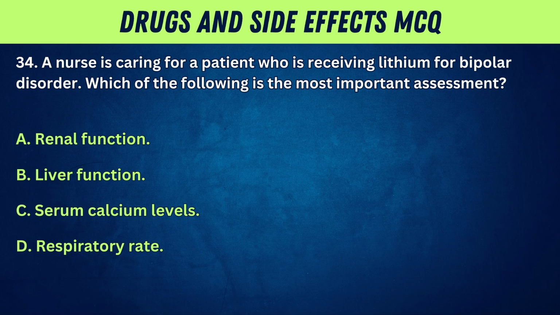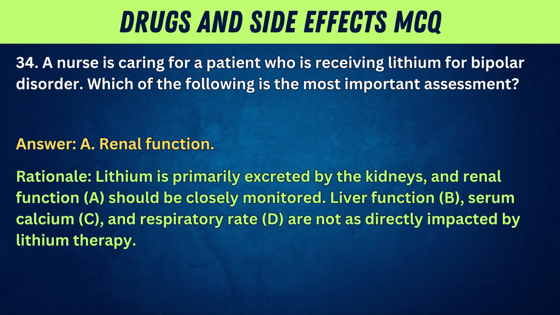34. A nurse is caring for a patient who is receiving lithium for bipolar disorder. Which of the following is the most important assessment? A. Renal function. B. Liver function. C. Serum calcium levels. D. Respiratory rate. Answer: A. Renal function. Rationale: lithium is primarily excreted by the kidneys, and renal function, A, should be closely monitored. Liver function, B, serum calcium, C, and respiratory rate, D, are not as directly impacted by lithium therapy.